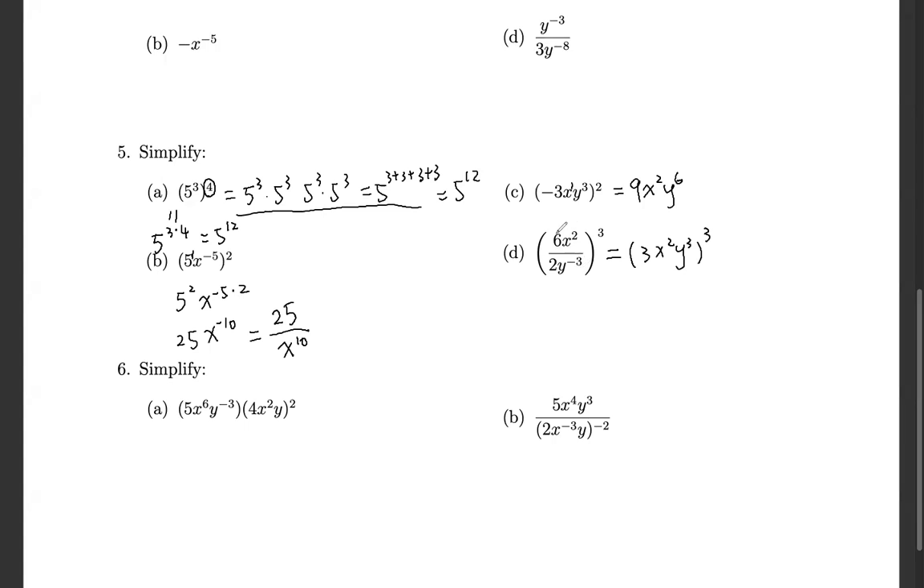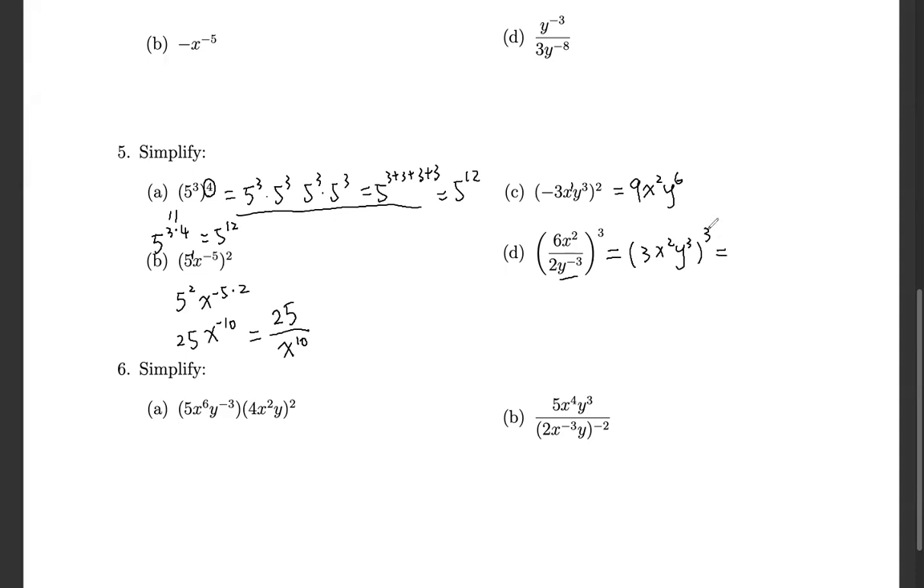So simplify inside the parentheses first. 6 divided by 2, that's 3. X squared, y to the negative 3 in the denominator. So we flip to the numerator, y raised by 3. Now what's in the denominator? The denominator, we only left with 1. We don't really bother to write divided by 1.